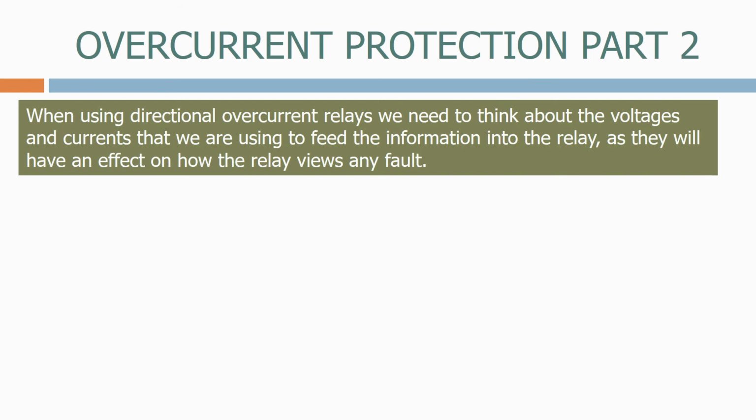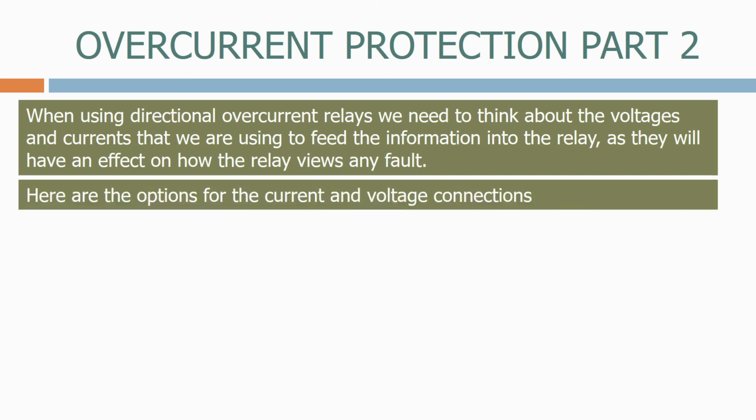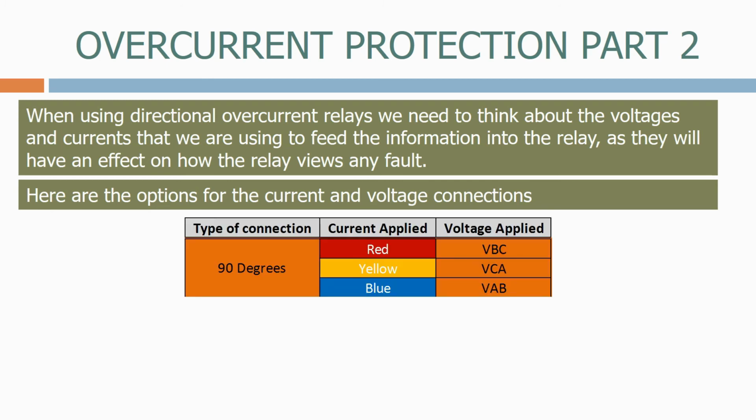When using directional overcurrent relays, we need to think about the voltages and currents that we're using to feed the information into the relay, as they will have an effect on how the relay views any fault. Here are the options for the current and voltage connections. Firstly, we have what's called a 90-degree connection, where we apply the red, yellow and blue currents as normal, but the line voltage applied comes from one of these three sources.